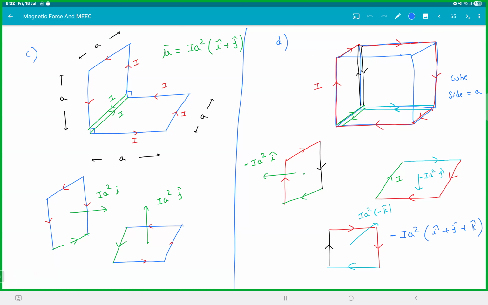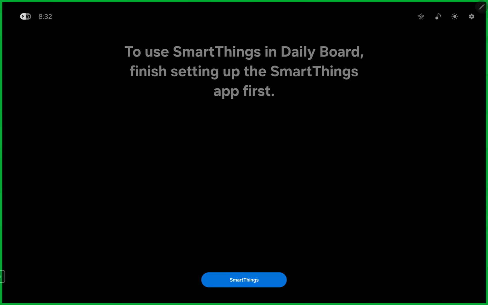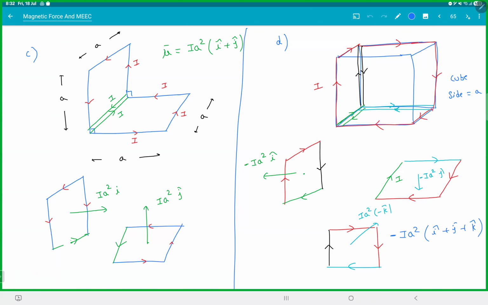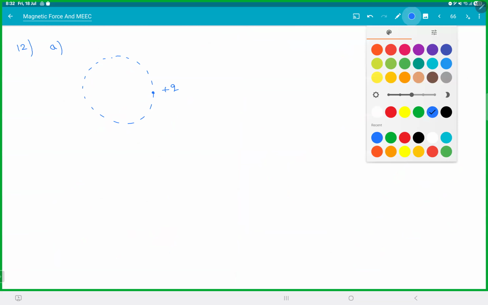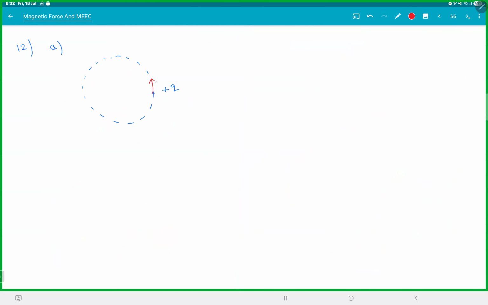So last thing that we did, the magnetic moment. Let's go ahead. We'll do a few more questions on this. So let's say we have a charged particle Q going in a circle with speed U, radius R.